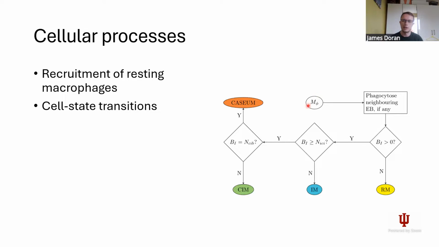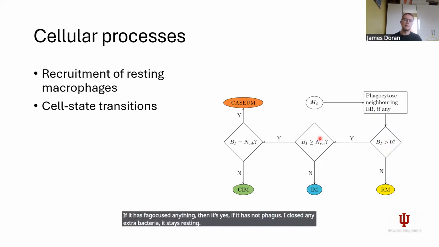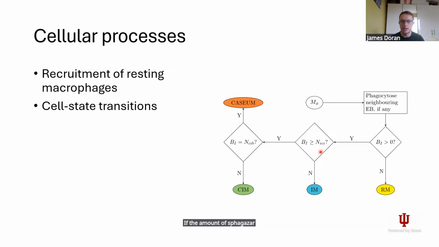Similarly, for a macrophage M5, it will check and see if there's any neighboring extracellular bacteria and phagocytose them if there are. If it has not phagocytosed any extracellular bacteria, it stays resting. If the amount it's phagocytosed is greater than or equal to 10 in this case, then it would be chronically infected. If not, it's infected. And if it has phagocytosed the amount required to cause it to burst, which is 20, then it will burst, it will die, and it will become caseum.